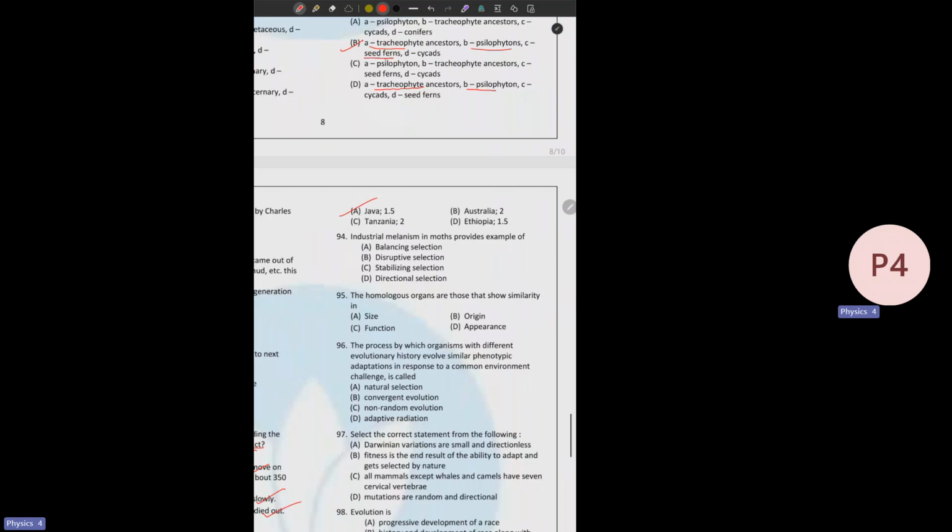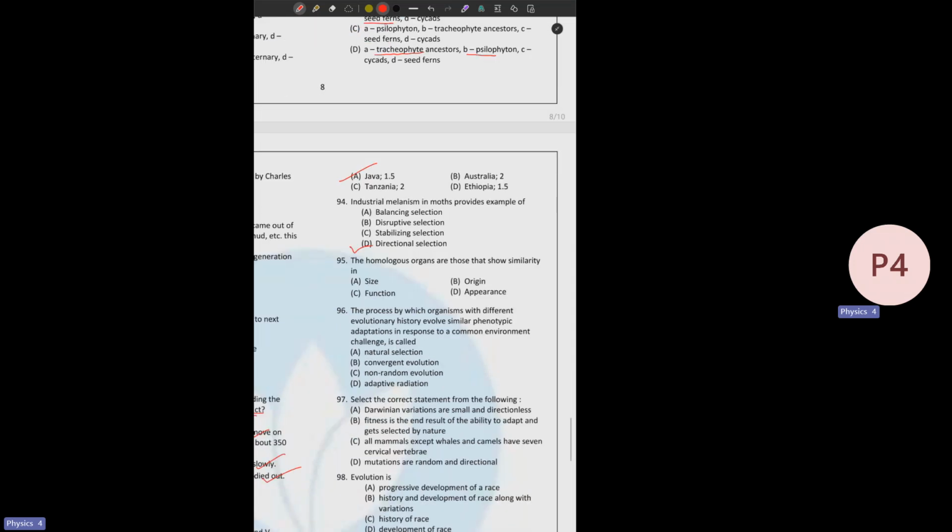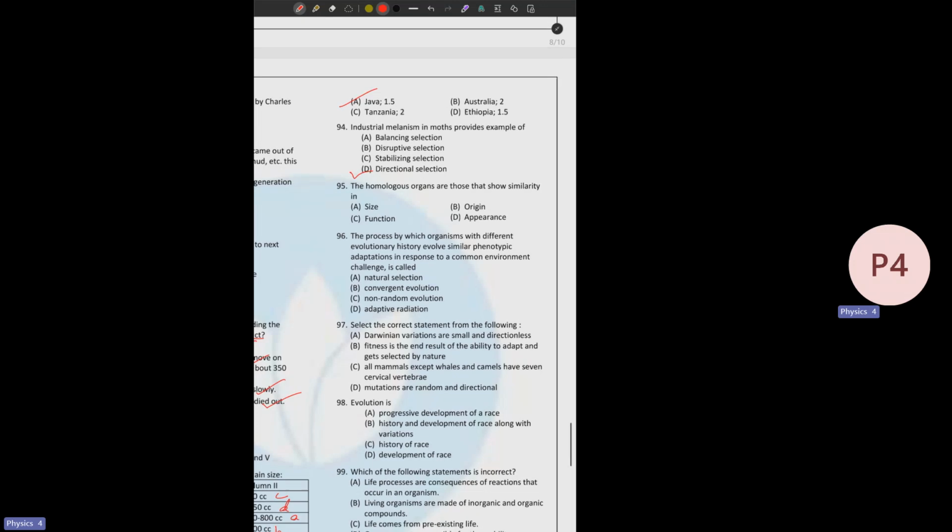Industrial melanism in moths provides example of directional selection because melanic moths were also there in the population, and in the environment, melanic moths and the white moth both were present. Nothing got totally eliminated, just only their population varied. So it is directional selection.